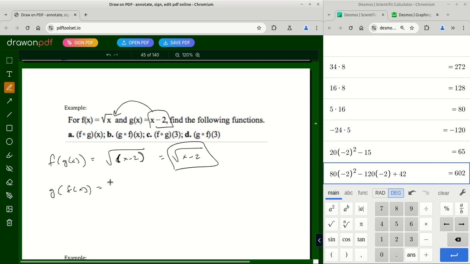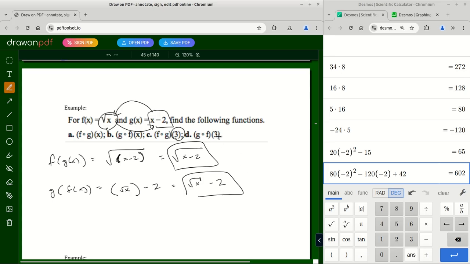G of f of x. Now we're going the other way. So then I got blank minus 2. What goes inside the blank is just the square root of x. So the square root of x minus 2. Notice that I stop it, and I put a little down thingy saying, hey, this is done. That way I don't get confused, okay?